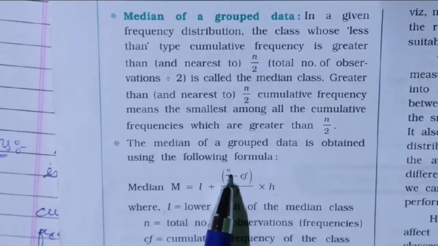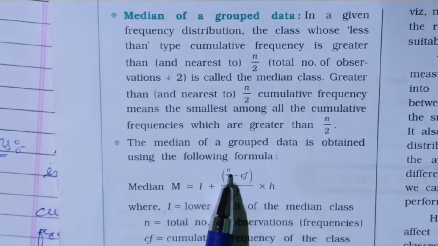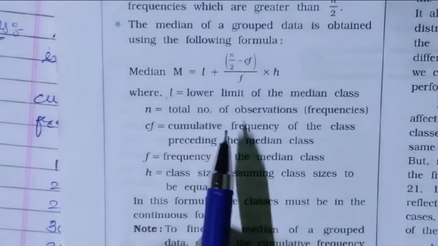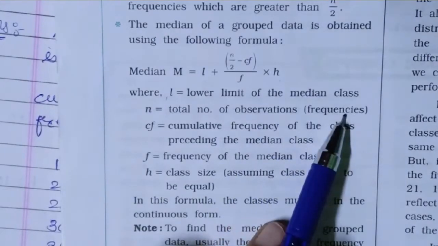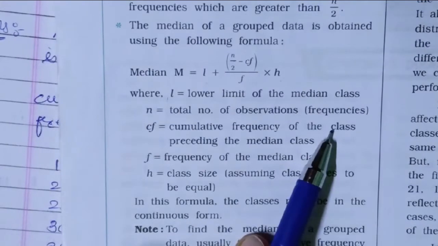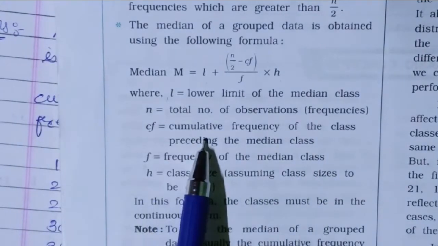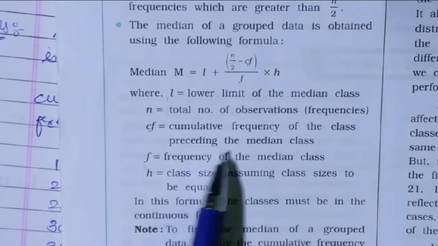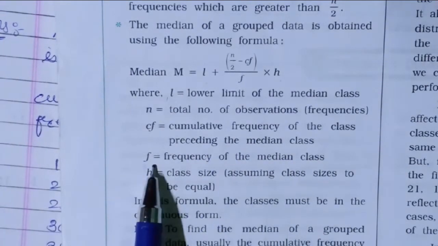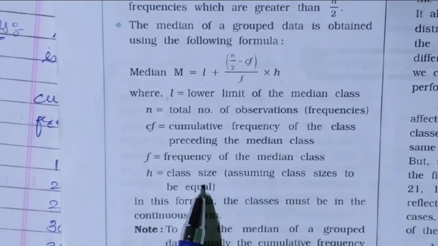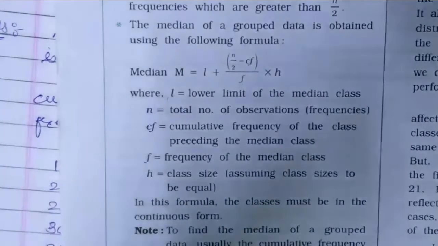Here, n means number of observations. L is equal to the lower limit of the median class. N is equal to the total number of observations, otherwise the total frequency. Cf is equal to the cumulative frequency of the class preceding the median class. F is equal to the frequency of the median class, and h is equal to the class length, otherwise class size.